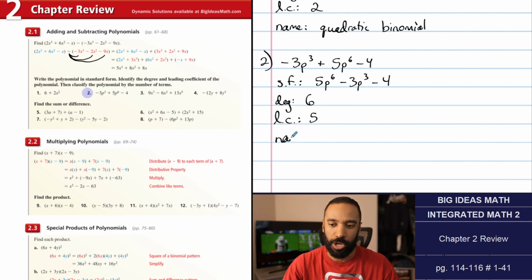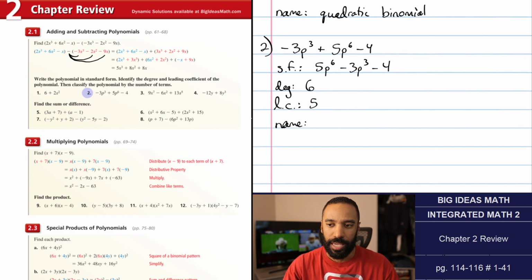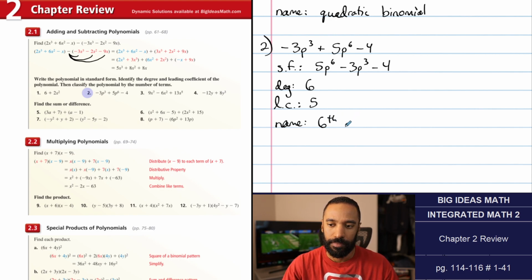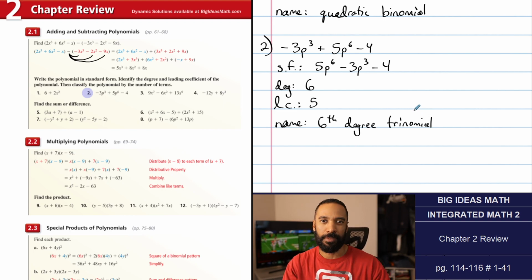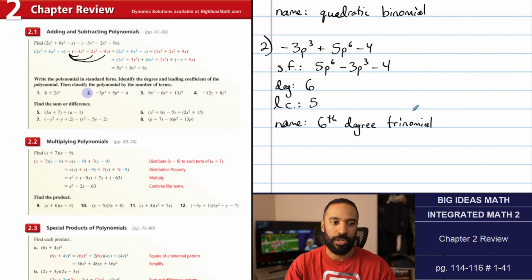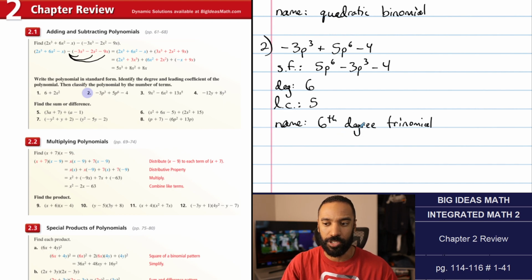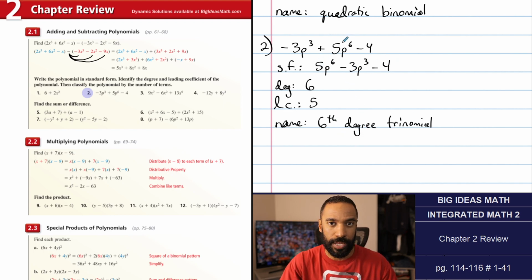The name of this polynomial is 6th degree trinomial. I believe also called a sextic trinomial, but I think after about 4th degree quartic or 5th degree quintic, at that part, names are less known, less common, or less expected for you to actually know. But trinomial because it has 3 terms. Of course, the book's only asking for the number of terms for a name. I would want a little bit more.